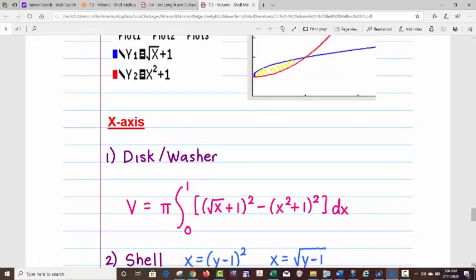Now, for the shell method, we have to change these over to x as a function of y, which will also be needed when using the disc washer when you're revolving around the y-axis. It will have to be in terms of the variable y. So we'll get variable y here.